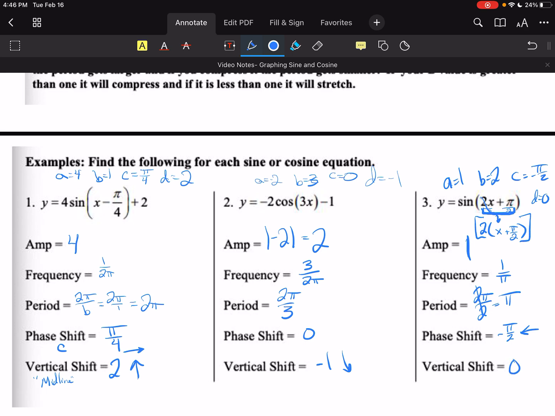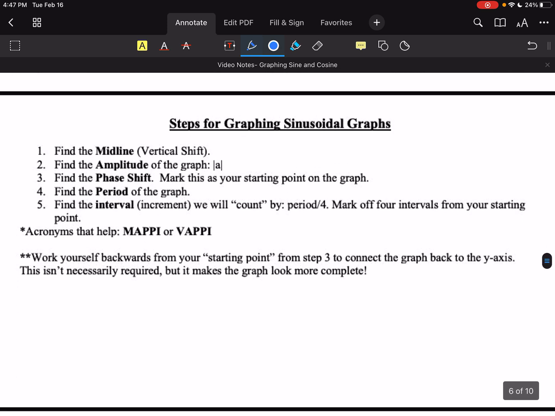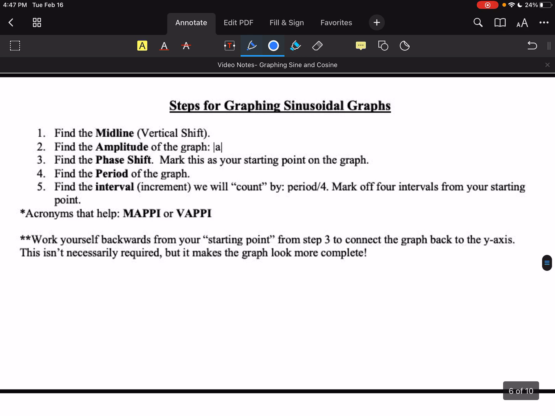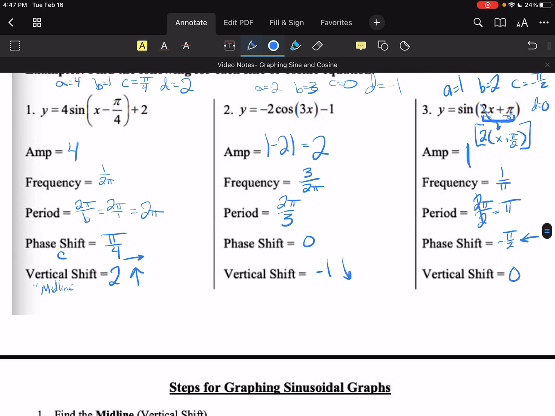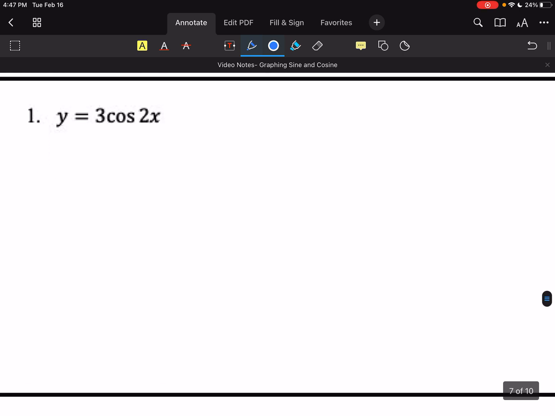So that's just identifying the different pieces. Now we're going to put it all together and graph these things. So the steps for graphing, it's not always going to be laid out like this, okay? And sometimes it'll be laid out in different orders. And generally speaking, when we're graphing, it's just going to be, here's your trig function, graph it.